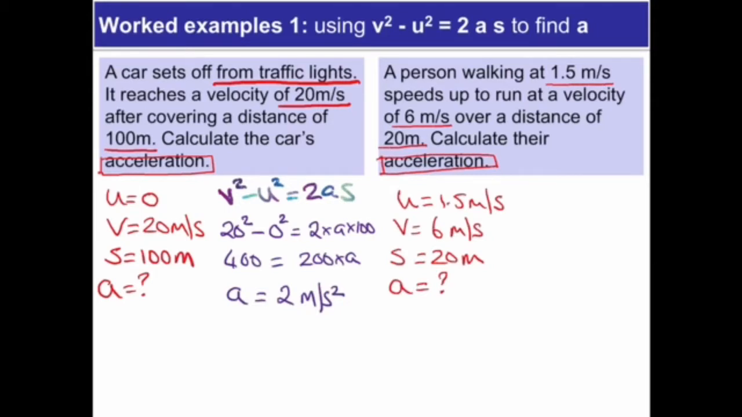Pick out the information. We've got an initial speed of 1.5 meters per second. We've got a final speed of 6 meters per second. We've got a distance of 20 meters, and we have to calculate acceleration. So list the data, write down the equation every single time, even when you really don't want to, just make that a habit.